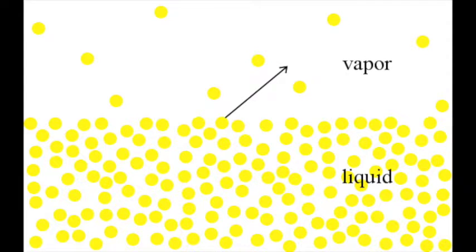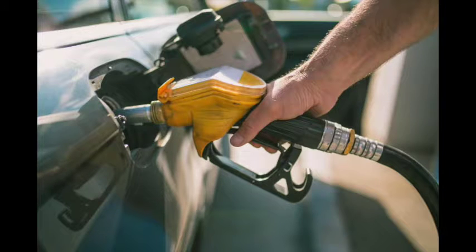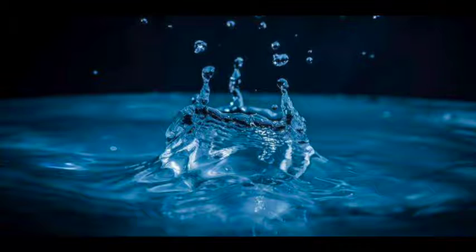Volatility is the ease or speed with which a substance in liquid state evaporates or a substance in gaseous state sublimates, depending on its boiling point. For example, gasoline, which boils at low temperature, is volatile, while water, which boils at higher temperature, is less volatile or even non-volatile.